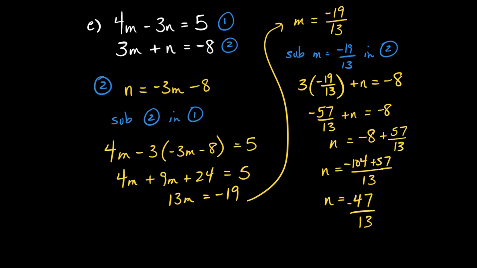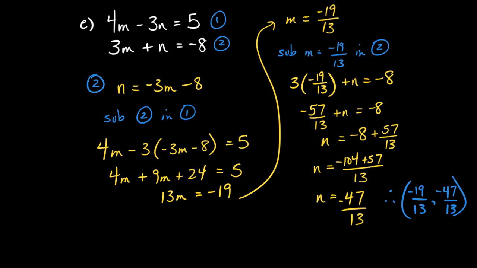Okay, what's the only problem? I haven't stated my solution. So therefore, and I know I have to list it in alphabetical order, so the m value has to come before the n value. And there we go.